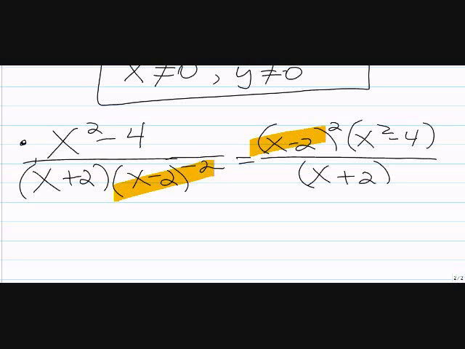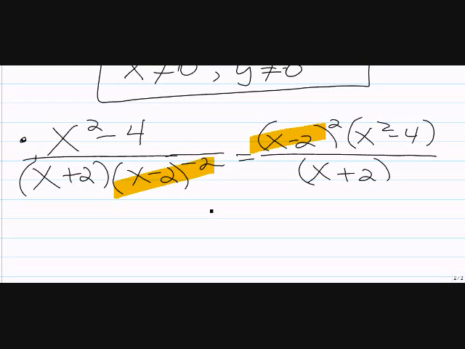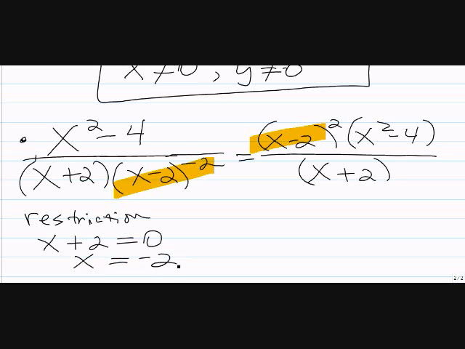But in order to get rid of the negative sign, if I move it to the other side of the fraction, I can put it as a positive. Okay. Now it is from this part of the problem that I find the restriction. So I don't have to worry about that x minus 2 to the negative 2 as part of my restricted domain. My restriction is when x plus 2 is equal to 0. Oh, so that's x equals negative 2. So x cannot be equal to negative 2. There's my restriction.